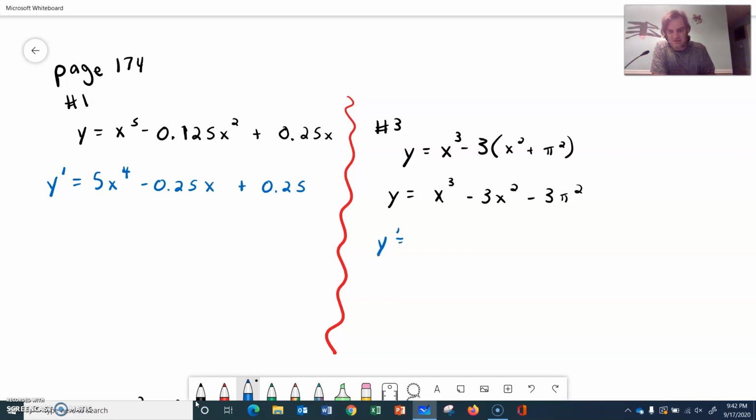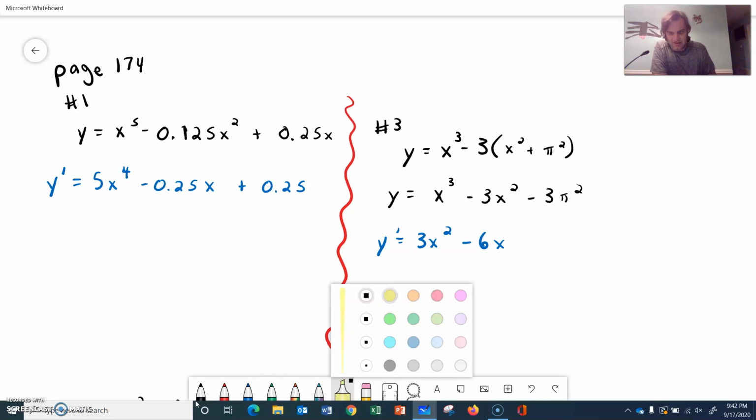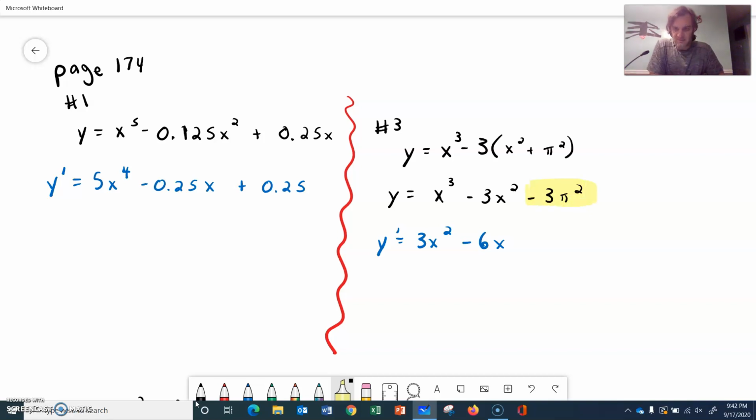X cubed, when you take the derivative, would be 3x squared. Negative 3x squared, derivative would be negative 6x. And the thing that can throw you off here, if you're not familiar with it, will be the negative 3 pi squared. Well, pi is a number, 3.14. So this whole thing that I've highlighted, negative 3 pi squared, is just a constant. So that goes to 0.